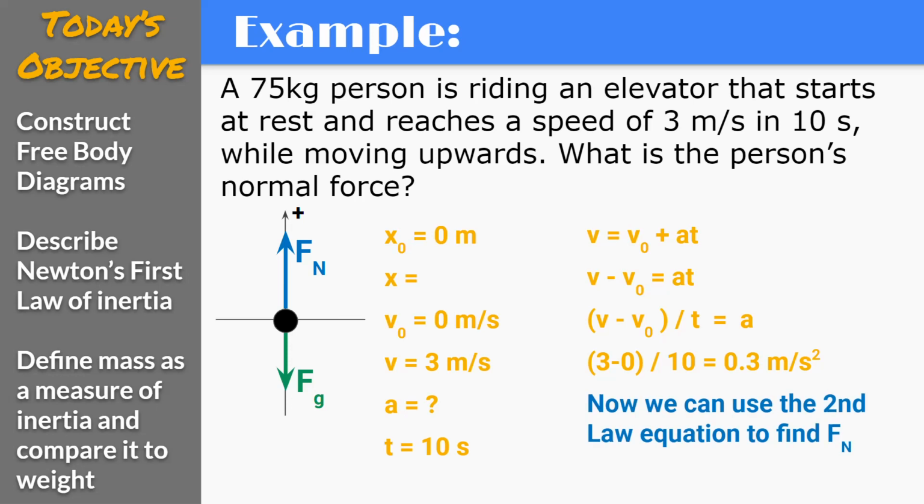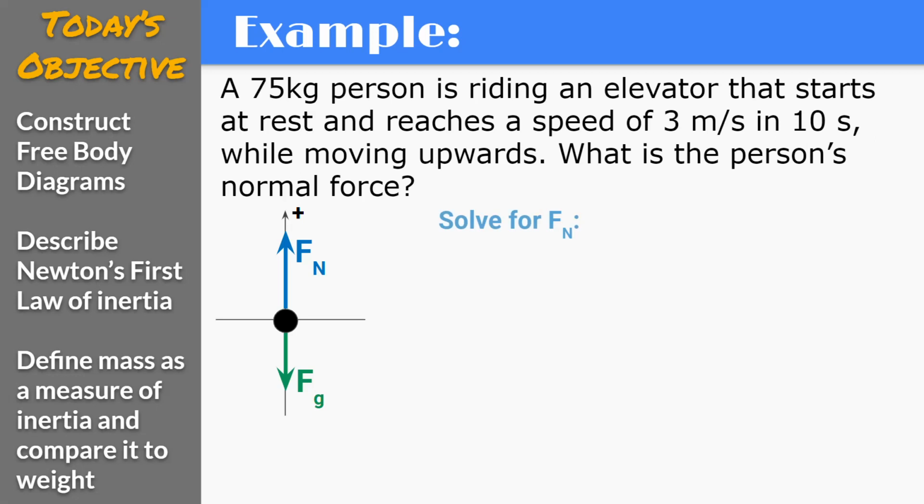Okay, now we can use the second law equation to find Fn. All right, so this is where we were, Fn minus Fg, because we were adding a negative. Let's just go ahead and say minus, equals m times a in the y direction. Again, we're trying to solve for Fn, so we're going to add Fg to both sides. And then Fg, guys, what is Fg equal to?